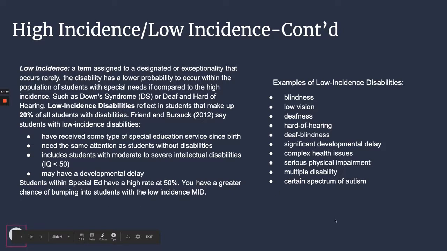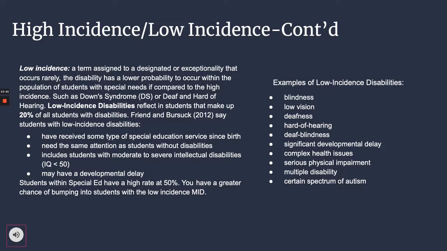Low incidence, a term assigned to a designated exceptionality that occurs rarely. The disability has a lower probability to occur within the population of students with special needs if compared to the high incidence, such as Down syndrome or deaf and hard of hearing. Low incidence disabilities reflect in students that make up 20% of all students with disabilities.